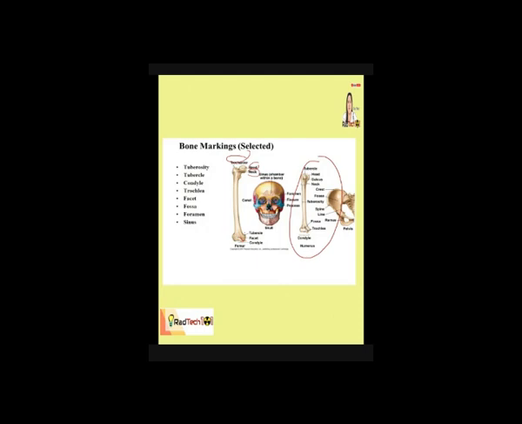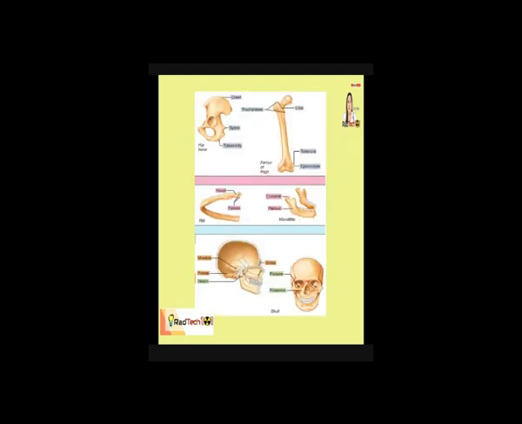So tuberosity, tubercle, condyle, trochlea, and facet, they are projections. The fossa, foramen, and sinus, they are depressions. So actually, hindi lang yan. Limited lang yan. Marami pang mga bones, bony structures, bony projections, and depressions sa katawan natin. But these are the most common.